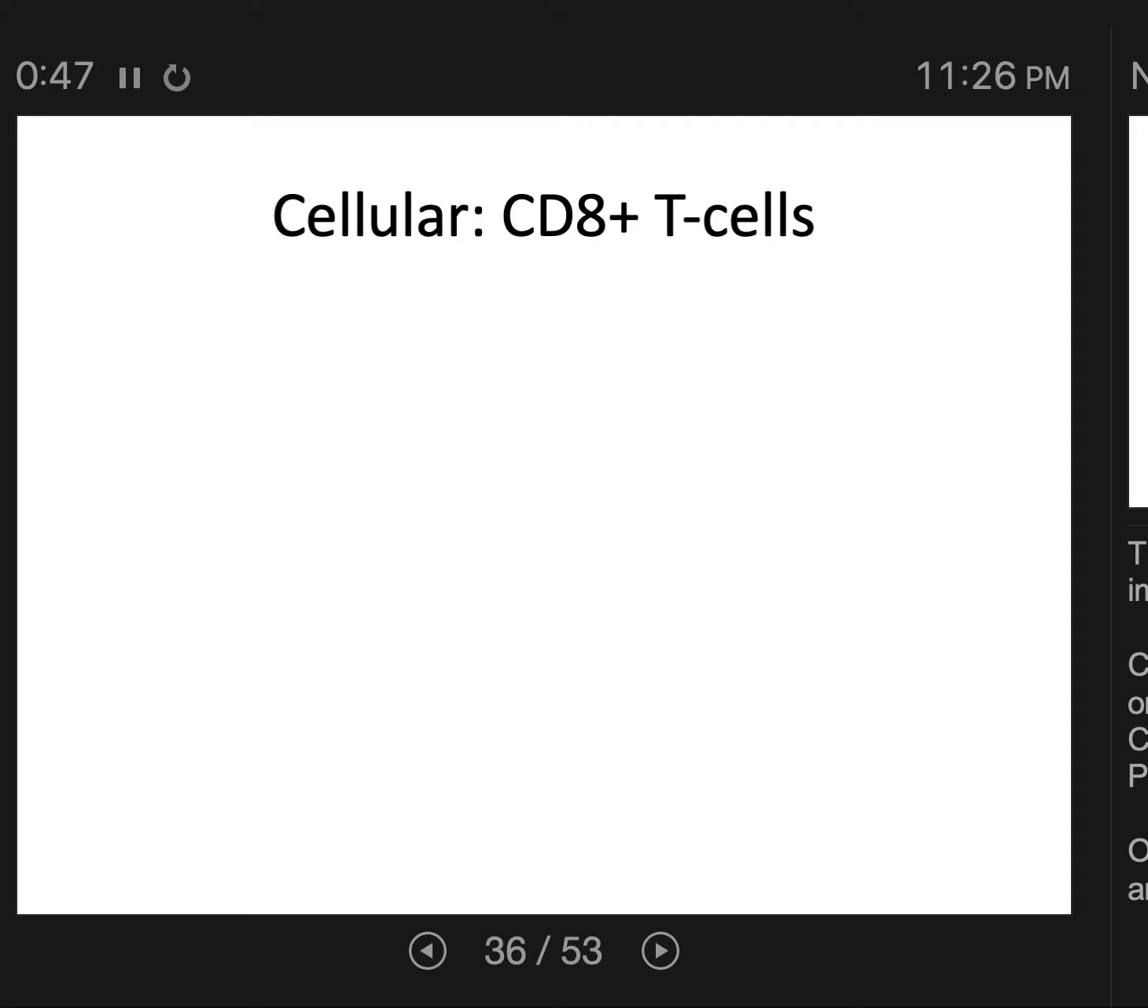The clusters of differentiation are just molecules on the surface of the T-cells, and we've just numbered them. Every T-cell has a cluster of differentiation, and that indicates which type of T-cell it is, and they do different things. So this is cluster of differentiation number 8. Another name for these kinds of T-cells is cytotoxic lymphocytes.